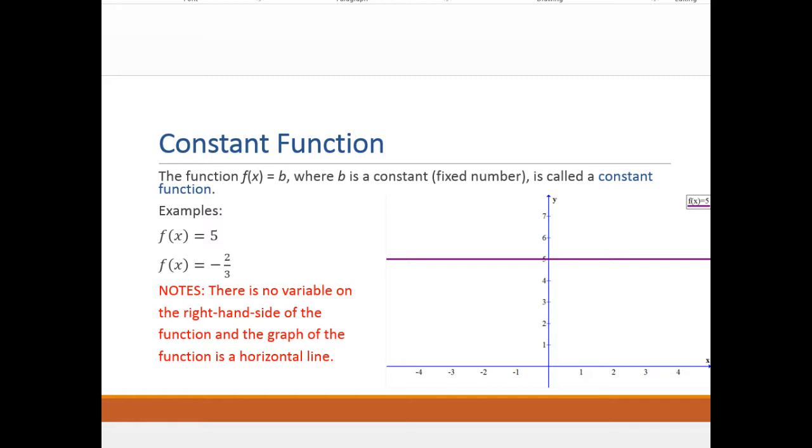Please notice the one thing we want to focus on is that on the right hand side there is simply no variable. One of the things we also need to realize is that a constant function simply gives us a graph of a horizontal line. This function here, f of x equal to 5, corresponds to this top example. Notice that it crosses at the value of the constant, 5 in this case.